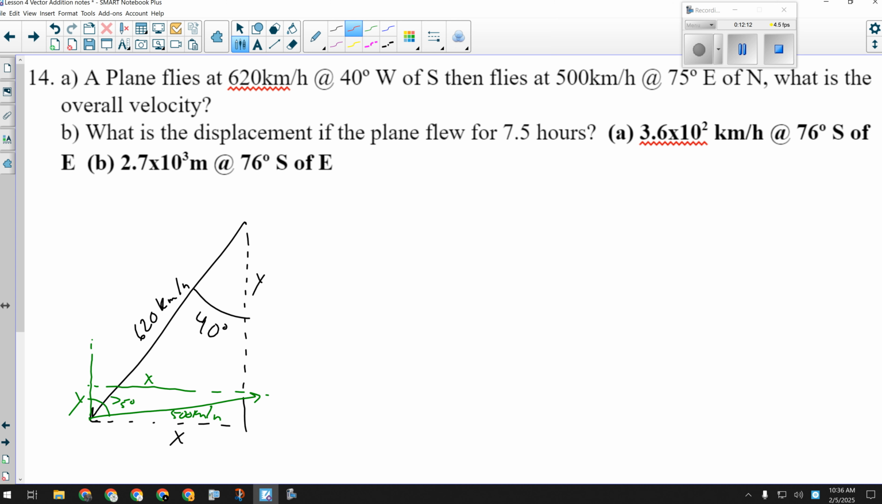And then my resultant should go like that. Okay, I think it should look something like that. And you can clearly see why scale is so important on that one. If you don't end up in the right place, you could get the wrong vector. You could have it being west of south or something like that when it's not.